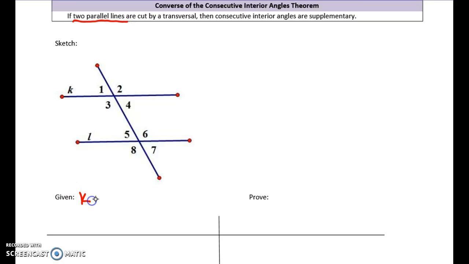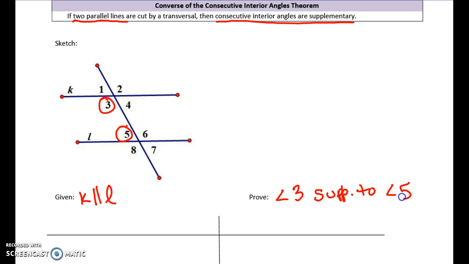So my given are my parallel lines, K parallel to L. Then consecutive interior angles are supplementary. So now I want to choose a pair of consecutive interior angles, and just for kicks, I'm going to choose 3 and 5. And to show that they're supplementary, that's my proof statement. Angle 3 is supplementary to angle 5.